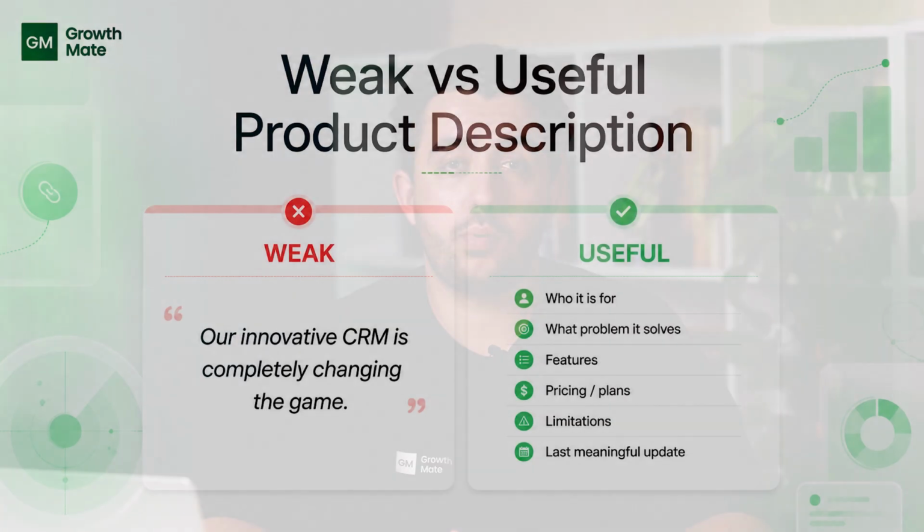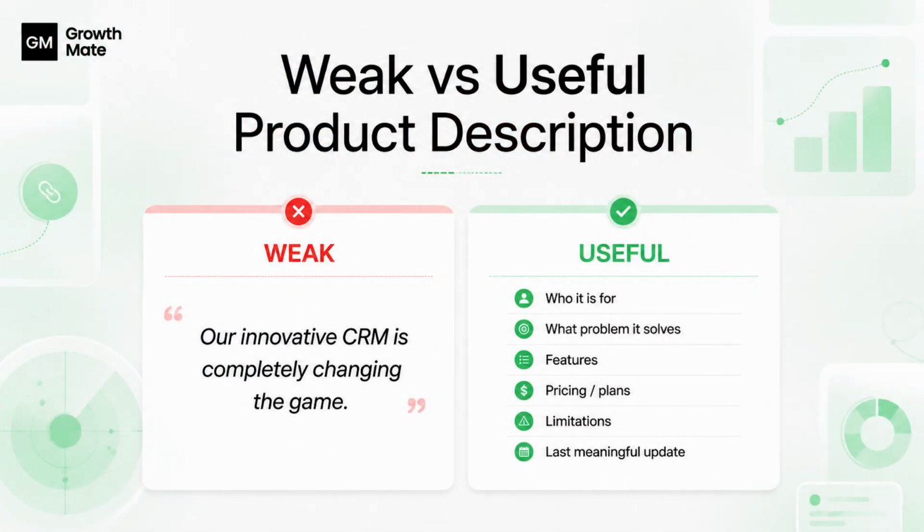Now compare it with a clear and specific product description. Explain the audience that the product is designed for. Describe the problems it solves and how its features work. Clarify what each pricing plan includes. State important limitations honestly. Show when the information was meaningfully updated. This information is easier to understand, verify, and reuse.